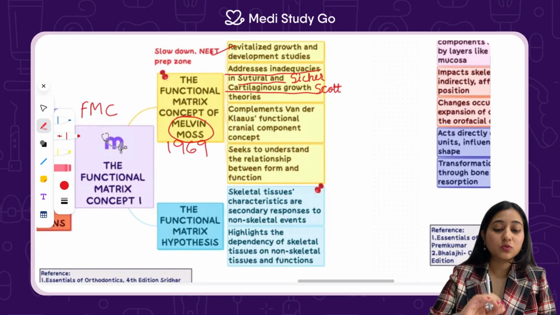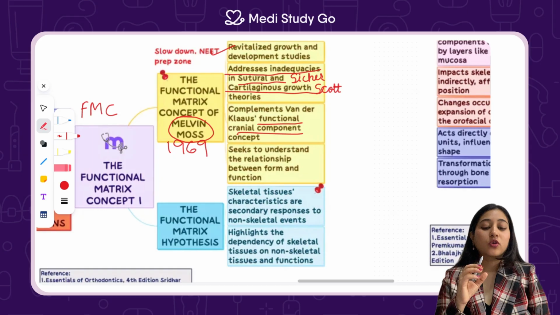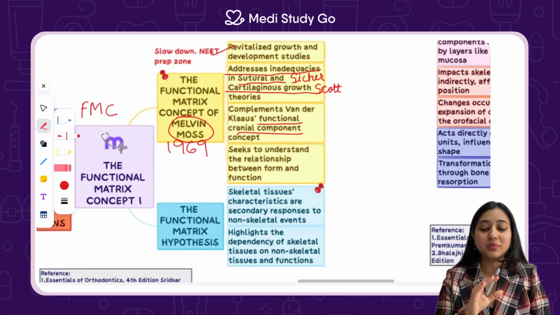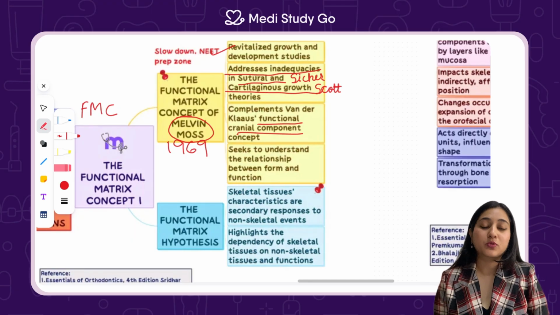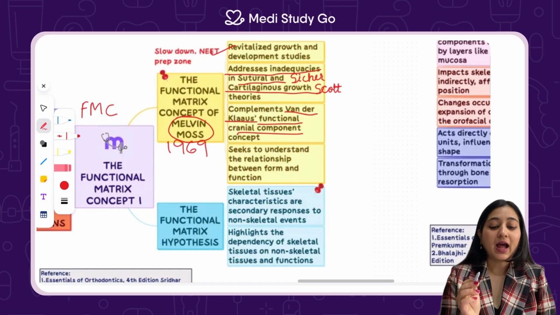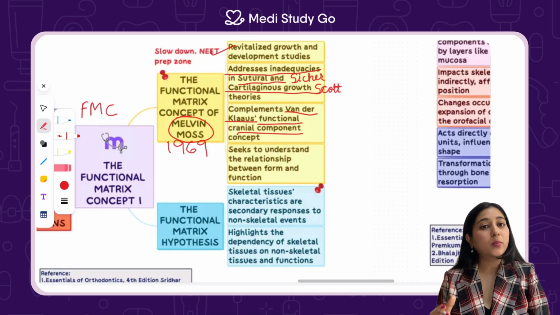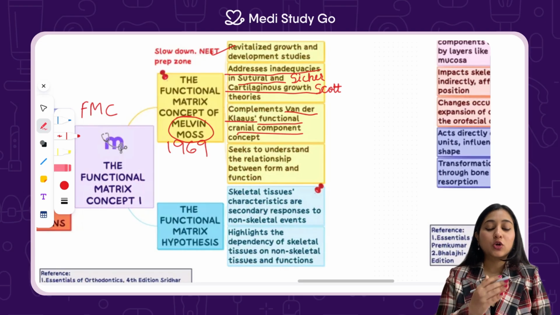This complements van der Klaauw's functional cranial component concept. This is one of the terms that you will be coming across a lot in this entire theory. So this concept was initially proposed by van der Klaauw, and Dr. Melvin Moss took this concept and formulated his functional matrix theory. So this theory goes in complement with van der Klaauw's functional cranial component concept.